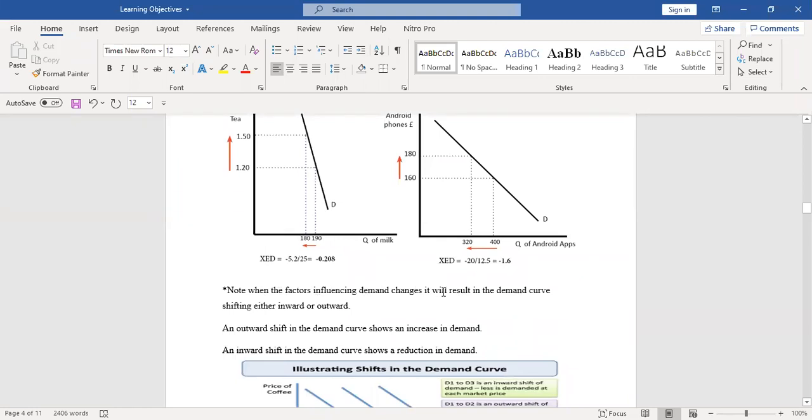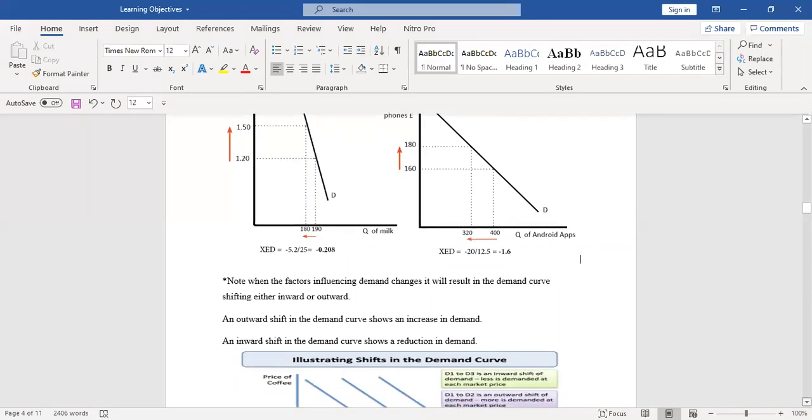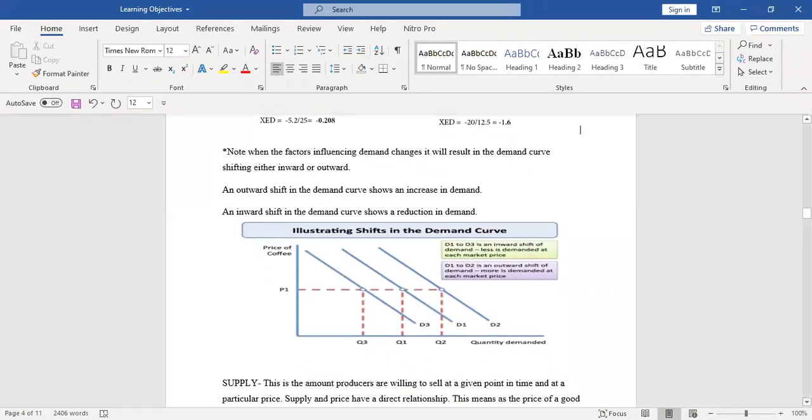Note, when the factors influencing demand change, it will result in the demand curve shifting either inward or outward. An outward shift in the demand curve shows an increase in demand, and vice versa. An inward shift in the demand curve shows a reduction in demand, right? So here we have a diagram showing you shifts in your demand curve. From D1 to D3, everybody seeing D1 is in the middle there, right? There is an inward shift. If we are moving from D1, which is here, to D3, it represents an inward shift in your demand curve, which means that you are demanding less.